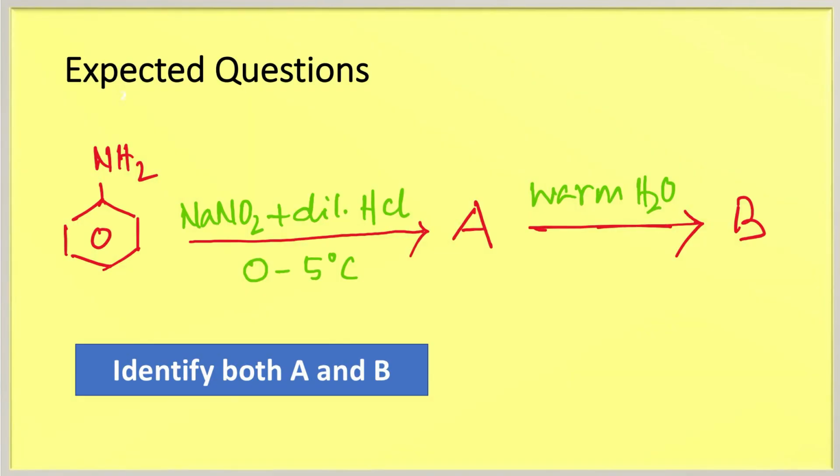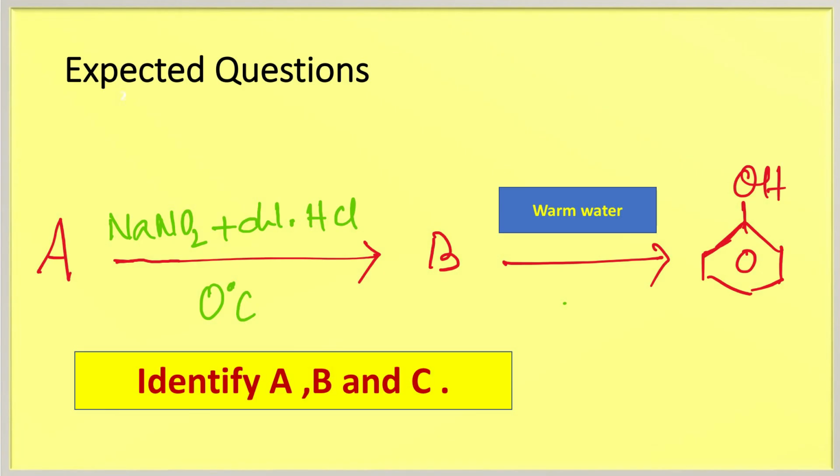Now see the same reaction, displayed on your screen, the same one I have written on the whiteboard: NaNO2, dilute HCl, 0 to 5 degrees centigrade, BDC, warm water, phenol. This is the reverse method of asking questions. I have already told you this is important, because once you are acquainted with solving questions in the reverse way, you can have total command over the organic reactants and reagents.